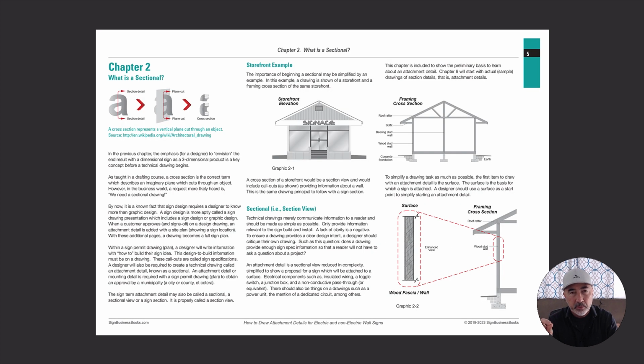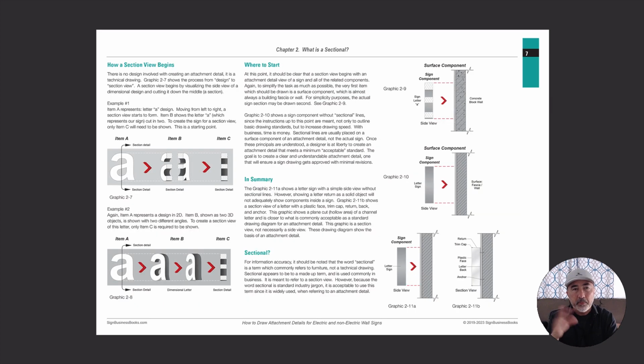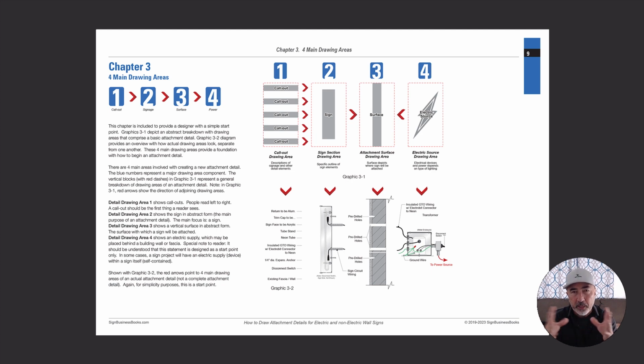Chapter 2, titled What is a Sectional? This chapter covers the concept of a section view. The term sectional is a common, wrongly used term in the sign business. The correct term is a section view, and this chapter breaks all that down. This chapter provides enough examples to show a graphic designer how to visualize a structural cross-section, which is also fundamental to the part of dimensional sign design. Very important.